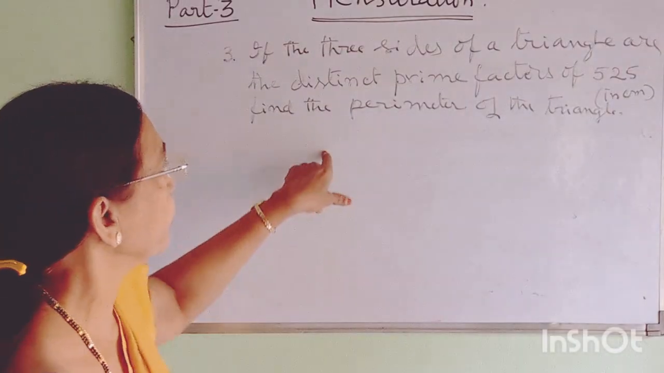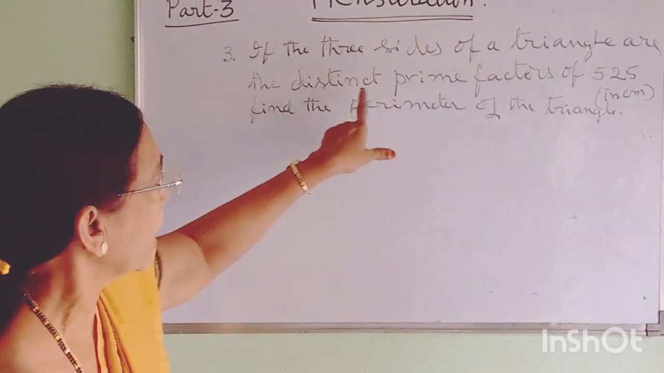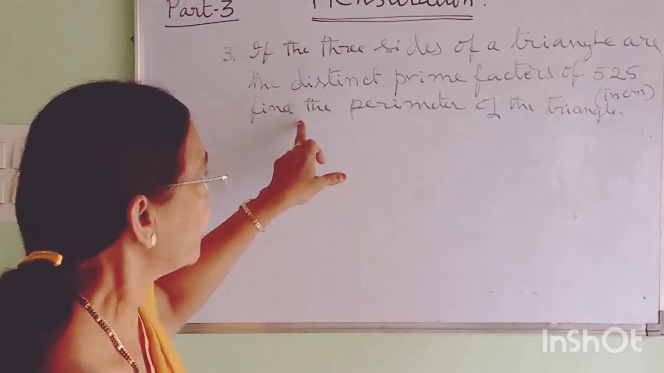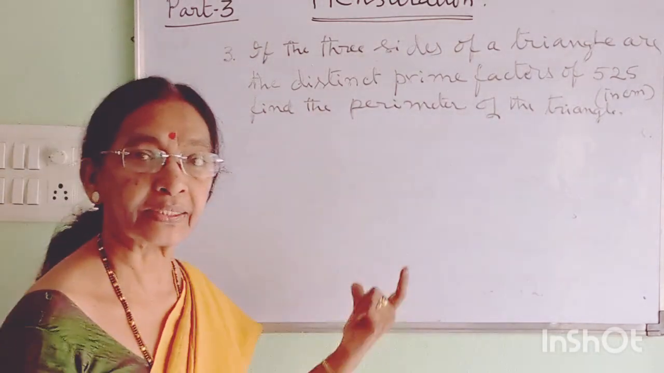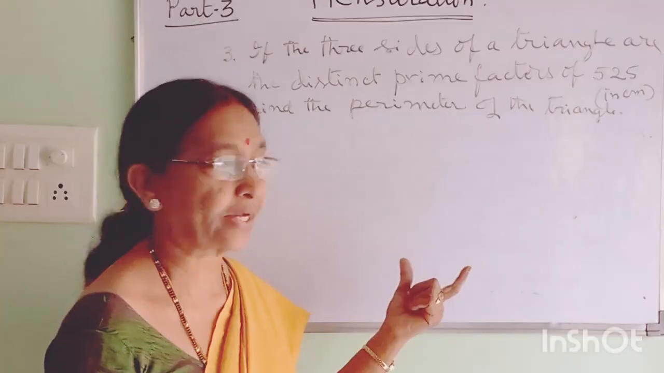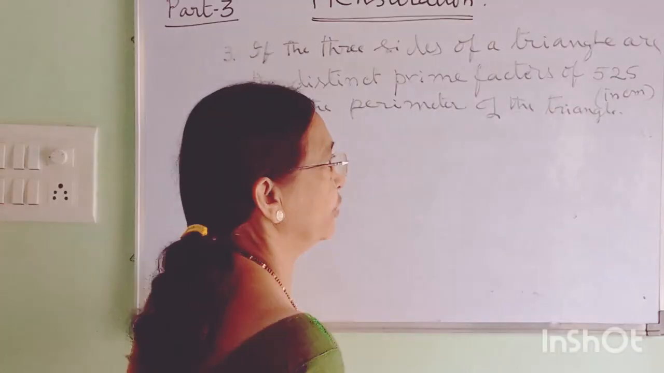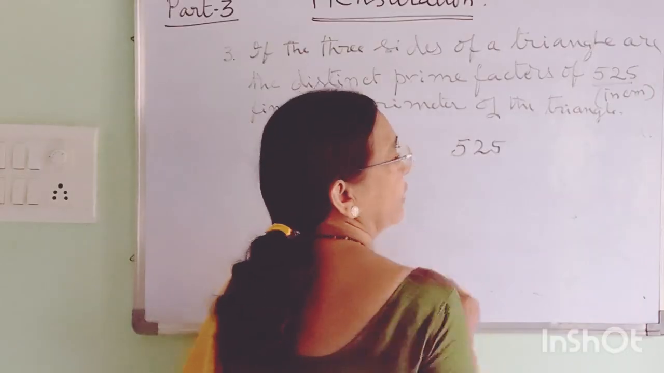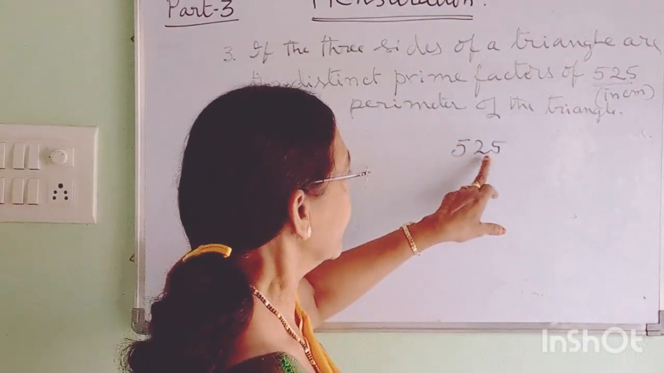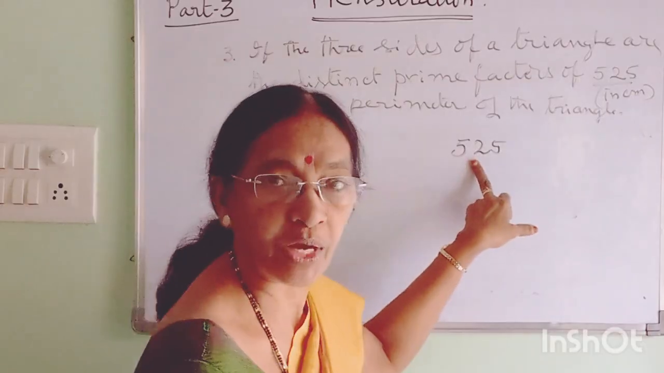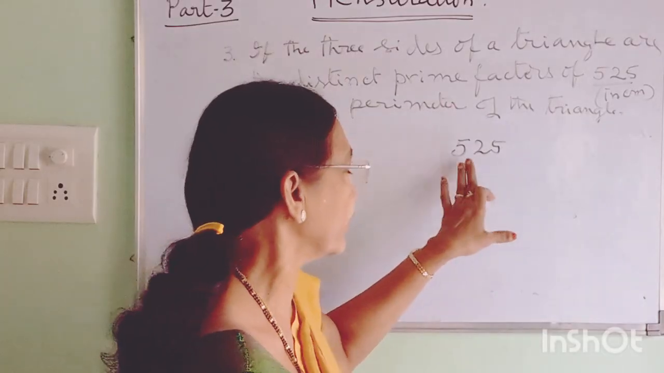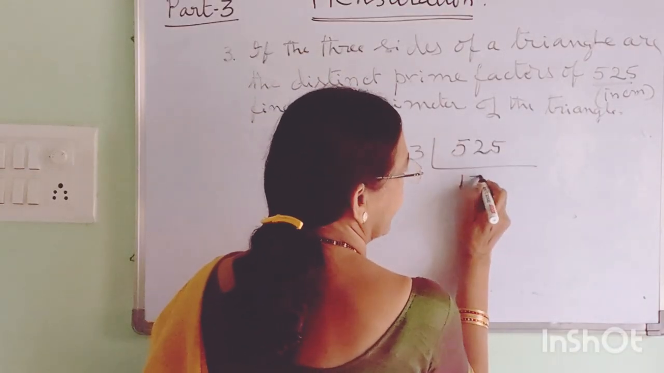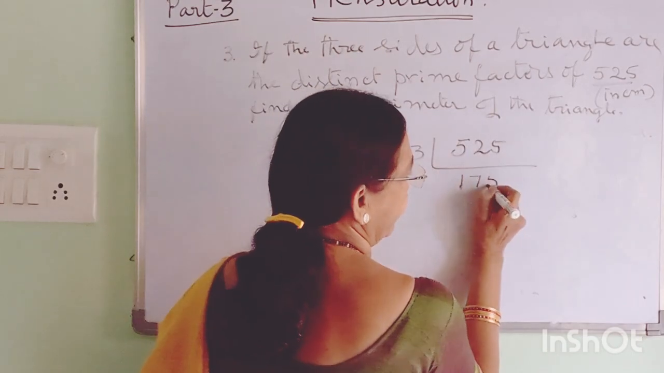Next, third problem. If the 3 sides of a triangle are the distinct prime factors of 525 in centimeters, find the perimeter of the triangle. The three sides are three distinct prime factors of 525. So we have to find the prime factors of 525. Factorization: the sum of the digits is equal to 12, which is divisible by 3. Therefore, this is divisible by 3. 3 ones are 3, 2 2, 3 sevens are 21, 1 5, 3 fives.